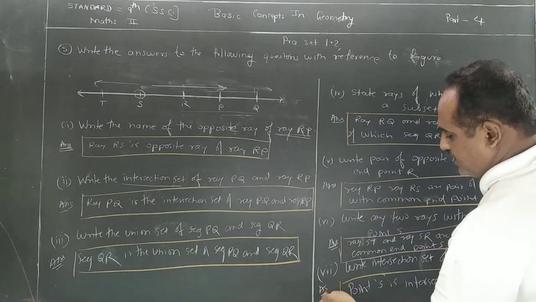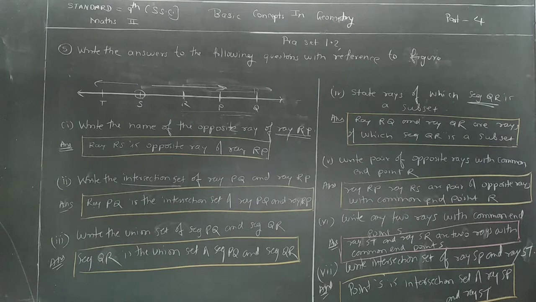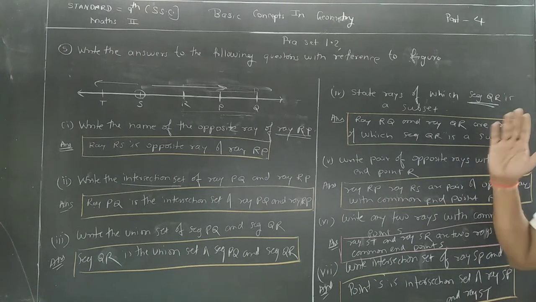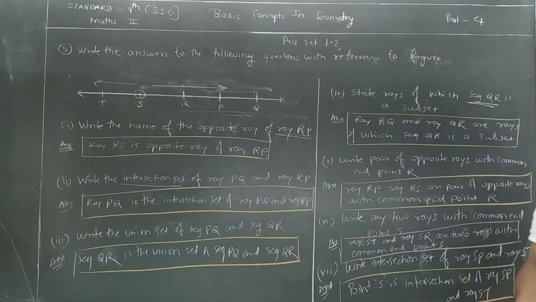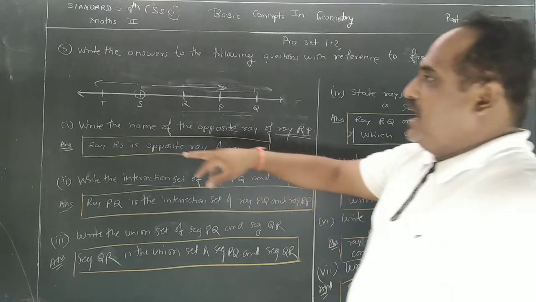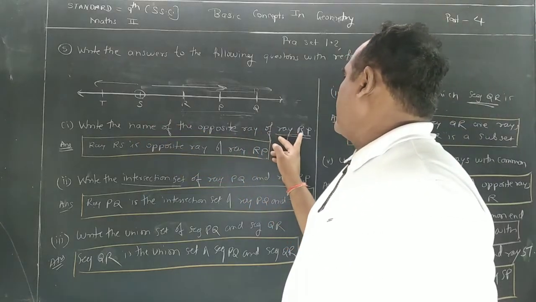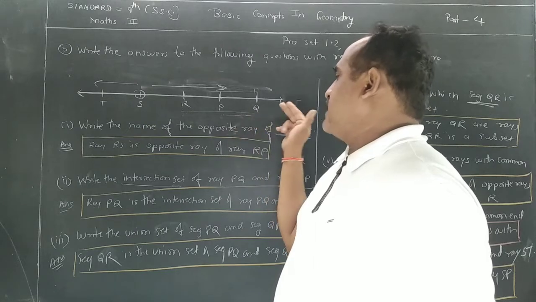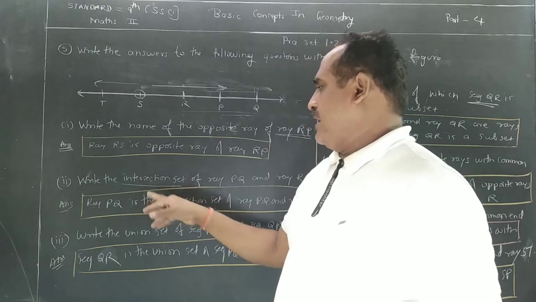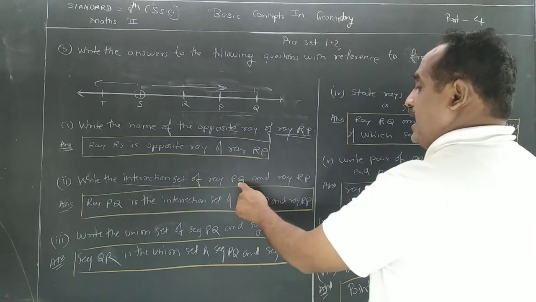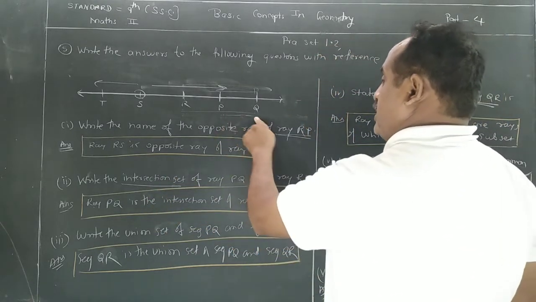Okay. Shall I repeat? Okay, I will redo it once again. This type of questions are easy, but you should have a proper knowledge of it. You'll get 1 mark easily, but if you make a silly mistake, then 1 mark will be cut from your total. Okay, see, write the name of the opposite ray of ray RP. What is the opposite ray of RP? The opposite ray of RP is RS or RT.